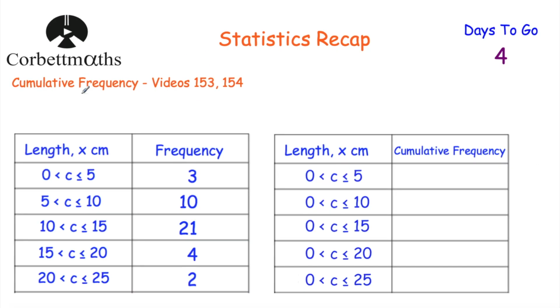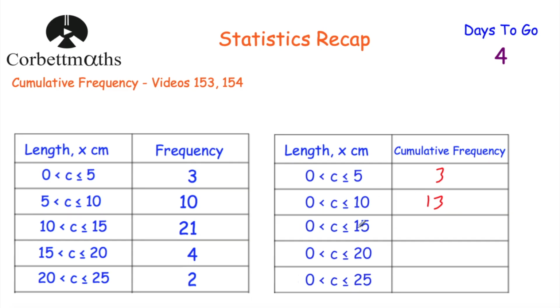Okay, let's have a look at our next topic, which is cumulative frequency. Cumulative frequency means running total, and you may be given a group frequency table like this and be asked to complete a cumulative frequency table. And then you just find the running total. So between 0 and 5, that would be 3. Between 0 and 10, you do 3 plus 10, that's 13. So we just add on the 10 to the 3 to get 13.